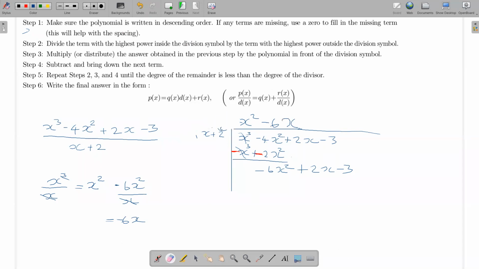Then again multiply, no? Repeating the previous step. So here multiply both of them. So I get negative 6x squared and negative 12x.